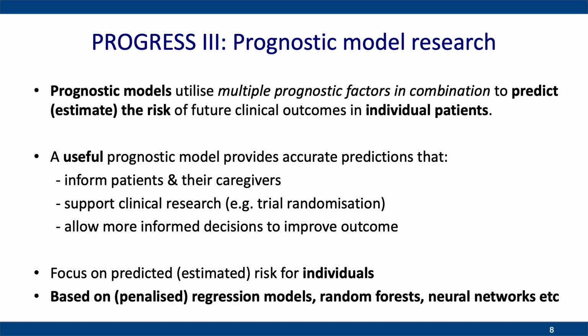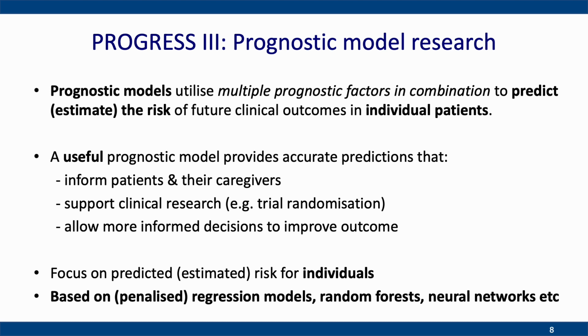Now, prediction model research is also known as prognostic model research, and here we are using multiple prognostic factors, also known as multiple predictors, in combination to individualise our estimates of risk of future clinically relevant outcomes. So the key thing is it's an individualised risk estimate conditional on multiple values of multiple predictors for that individual. What's our aim? Well, our aim is to provide accurate predictions.